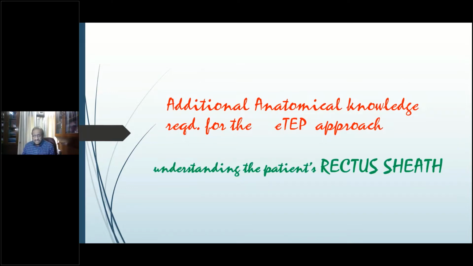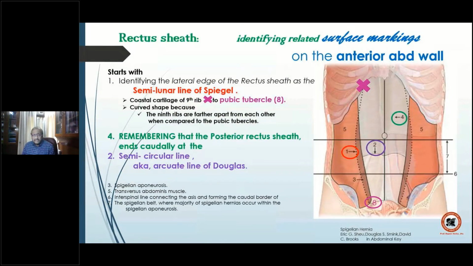It is understanding the patient's rectus sheath. What about the rectus sheath? You have to identify on the surface of the abdomen the lateral edge of the rectus sheath as the semilunar line of Spigelian, extending from the 9th costal cartilage right up to the pubic tubercle, and it is a curved line which forms the lateral edge of the rectus sheath. The posterior rectus sheath extends caudally and ends at the arcuate line of Douglas. These are the two facts which are important in the understanding of eTEP.